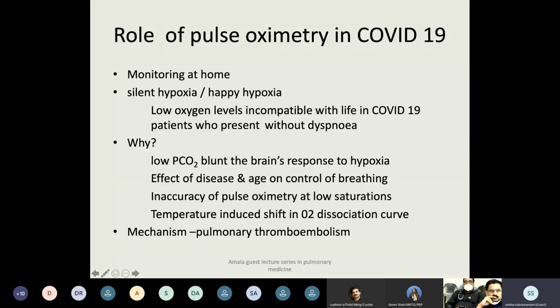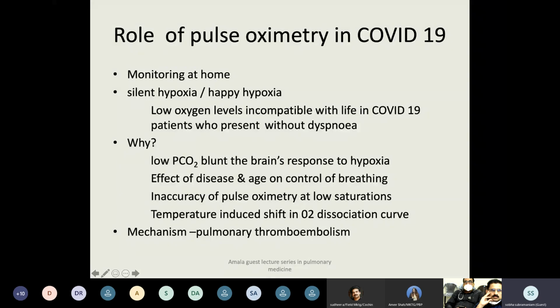And we all know that there is an entity called silent hypoxia or happy hypoxia, where patients come to the hospital and on recording they have very low oxygen levels which are incompatible with life, but these patients present without any symptoms or dyspnea. So why do these patients have what we call silent hypoxia? Many theories have been put forward.